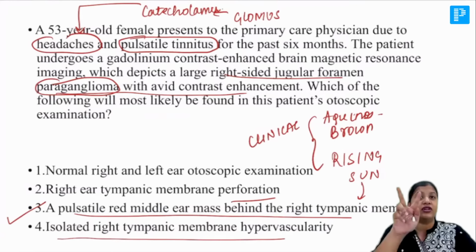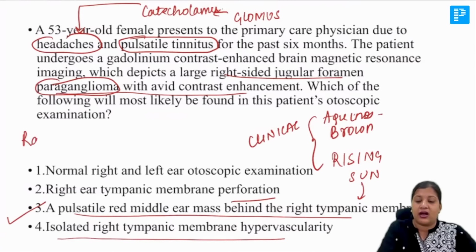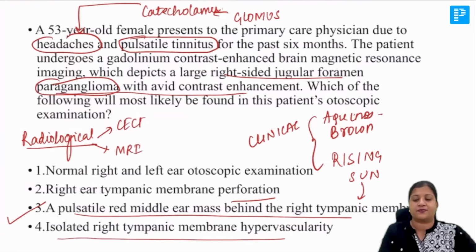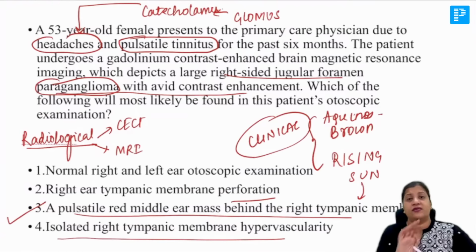Can you all tell me which are the two radiological signs in the chat box quickly? Because this will cover all the signs of glomus tumor. So what are the two radiological signs? One you see on a contrast enhanced CT scan and one you see on an MRI. So clinical signs we've all understood. What are the two radiological signs?